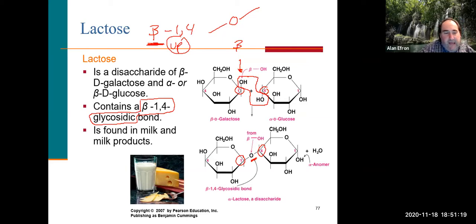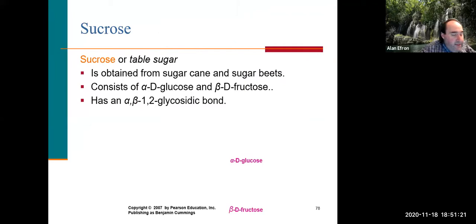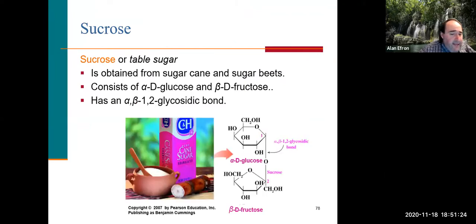The last disaccharide that we're going to talk about is sucrose. And sucrose is a combination of a glucose and a fructose molecule. And it also has a different type of bond. It has what is referred to as an alpha beta 1,2 glycosidic bond. And that is a lot going on. So why is it alpha and beta?